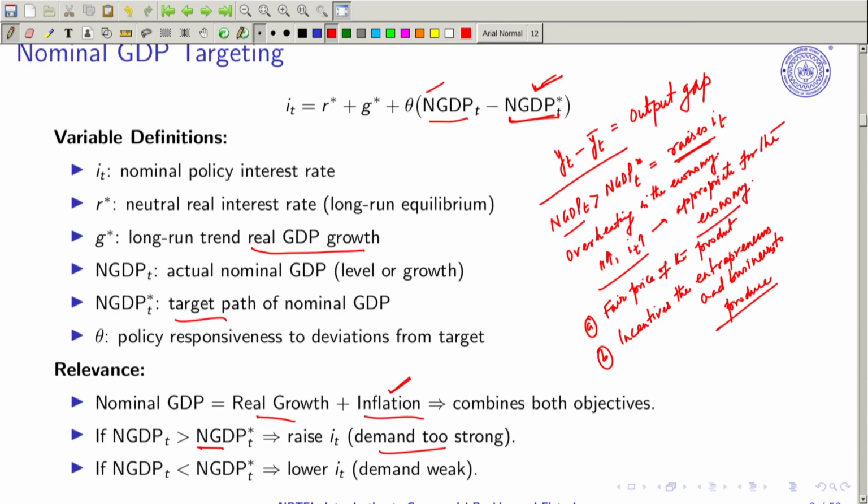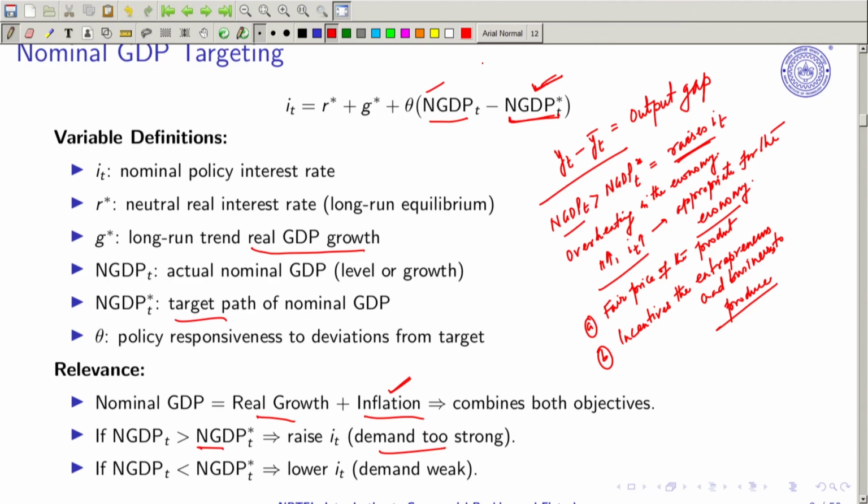If you have deviation, if it is greater than this, it means that you have more demand, so you have to go for a higher rate of interest. If the actual nominal GDP growth rate is less than the target, it means that you have less demand and you are generating less. Then it creates some kind of deflationary trend, and this is what we often find.